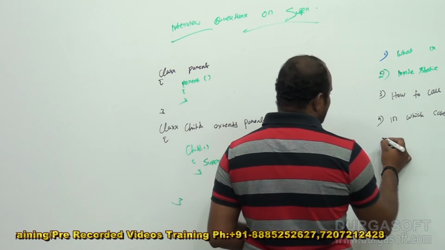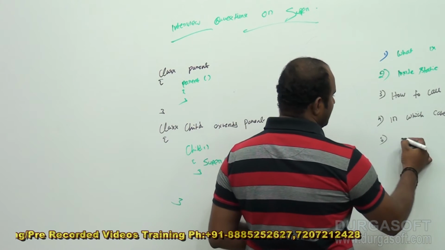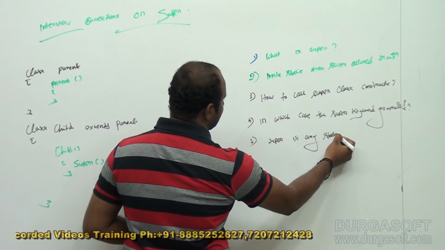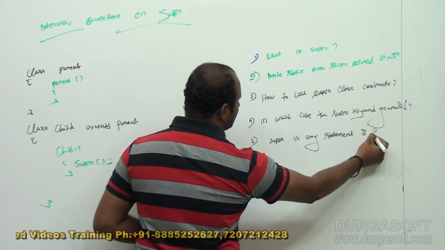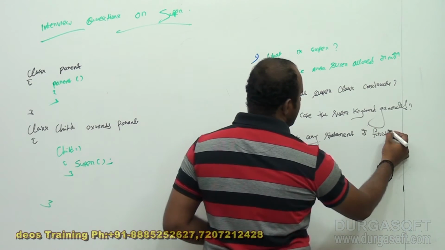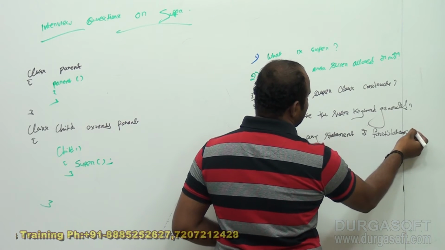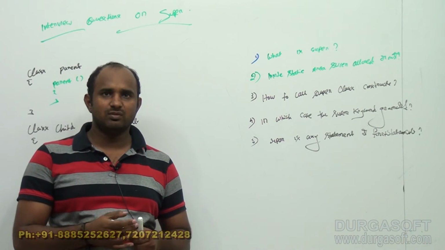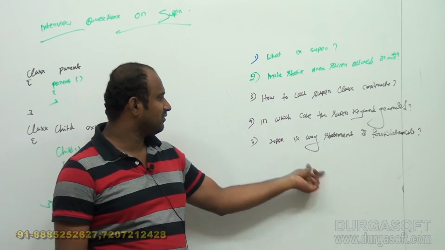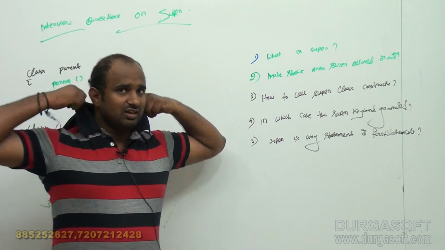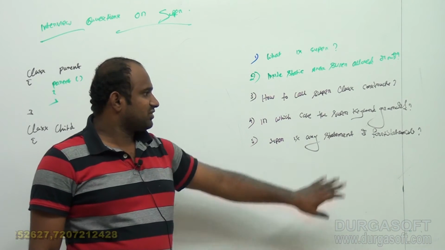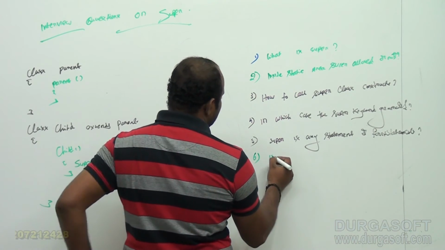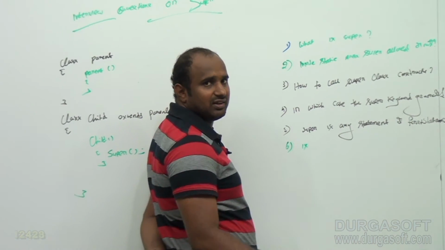The next one: is the super keyword any statement or must it be the first statement? Tell me, inside the constructor, is the super keyword any statement or the first statement? Obviously, inside the constructor, the this keyword must be the first statement and the super keyword must also be the first statement. Clear?